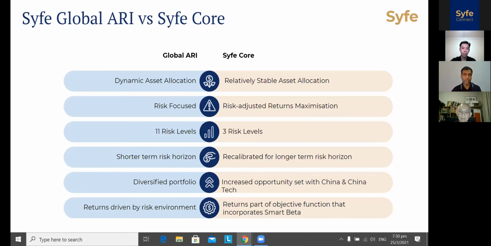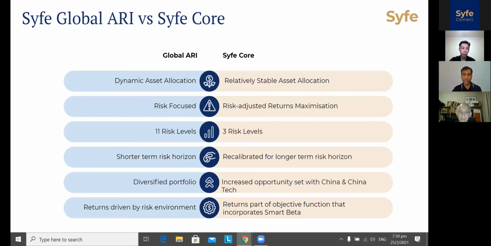In terms of the risk time horizon, global ARI has a shorter term time horizon, and that's why if there are big fluctuations in the market, it results in asset allocation deviations for the global portfolio, and those could be fairly wide in terms of the asset recalibration and all. Versus in the core portfolio, because the risk term horizon is longer, the asset allocation remains more stable.